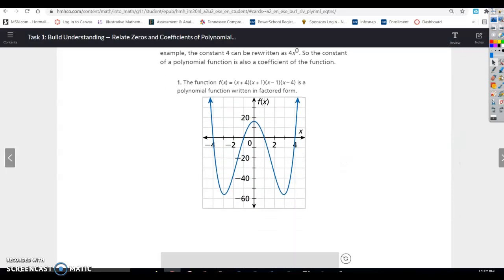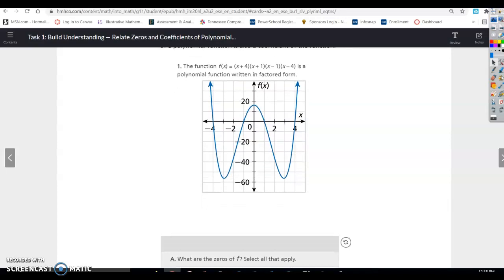All right, so let's look down. It says the function f of x equals x plus 4, x plus 1, x minus 1, and x minus 4. So this function is written in factored form. If you wanted to write it in standard form, you would have to multiply those out. And if you look, you have x minus 4 and x plus 4, a difference of squares, and x plus 1 and x minus 1, that's a difference of squares. So this would be very easy to multiply to get into standard form. But factored form is the best way to be able to see the zeros, okay?